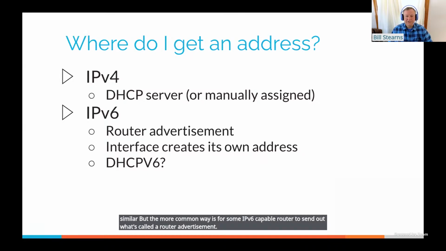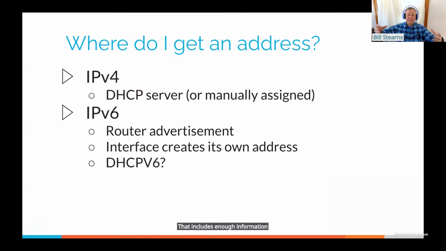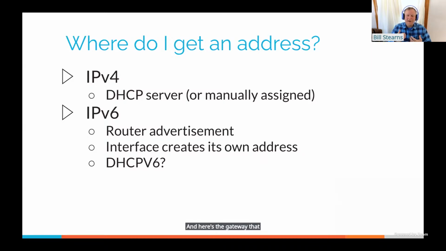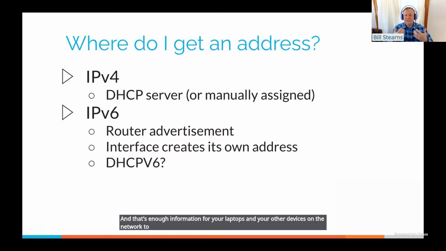That includes enough information that when it's sent to other machines on the cable, they can say, "Oh, cool, my Comcast router. It has the ability to talk IPv6. Here's the subnet for our cable. And here's the gateway that I should use if I want to go out." And that's enough information for your laptops and your other devices on the network to create their own address and set up IP version 6 networking based on that router advertisement.